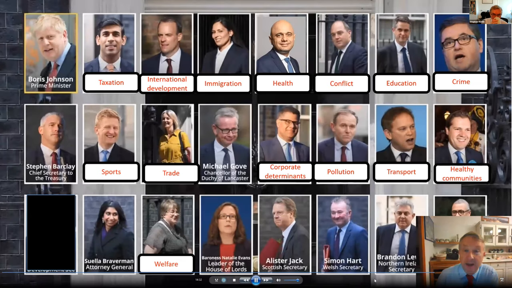Now, of course, we all know that there is health in all policies. This is the British Cabinet, and you can see how many of them are responsible for areas that have an impact on health.